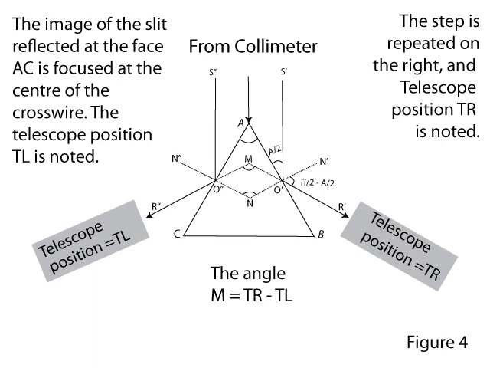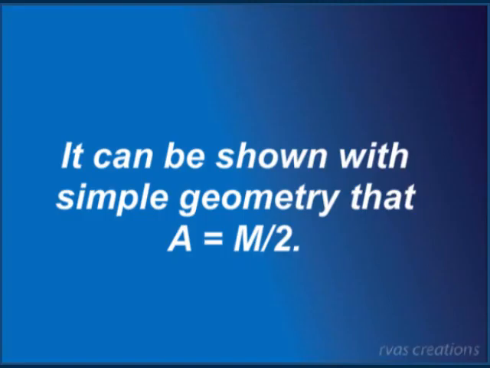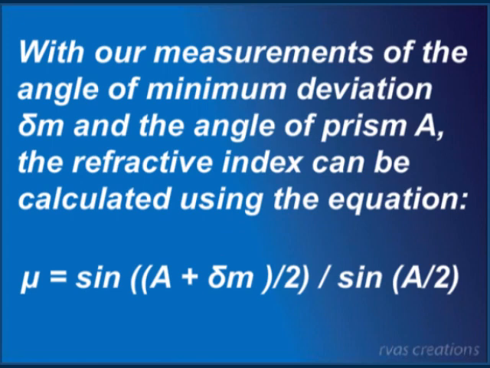Similarly, the position of the telescope, TR, is noted after adjusting the position of the slit of the right beam on the center of the cross wire. The angle m is given by TR minus TL. It can be shown with simple geometry that A equals m by 2. With our measurements of the angle of minimum deviation delta m and the angle of prism A, the refractive index can be calculated using the following equation.